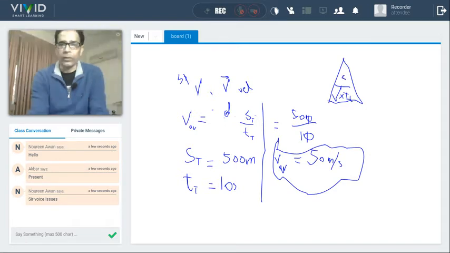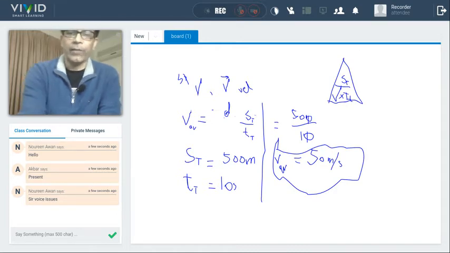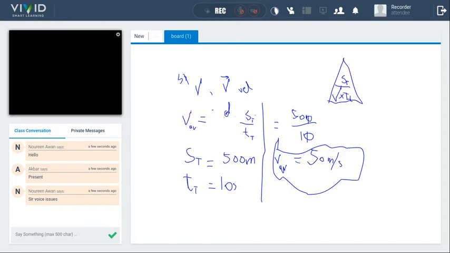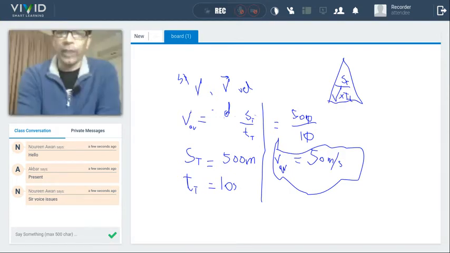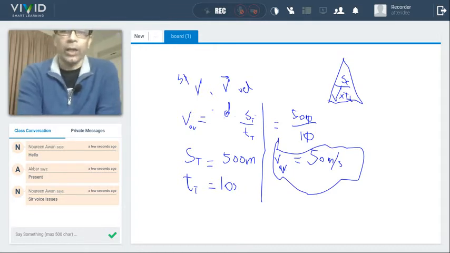So I have written basically three quantities in this triangle, in which total distance is written in the place of numerator, where there are two denominators, that is average speed and the total time. So if I put the thumb on any of the single quantity, then I'll have the formula of that quantity.